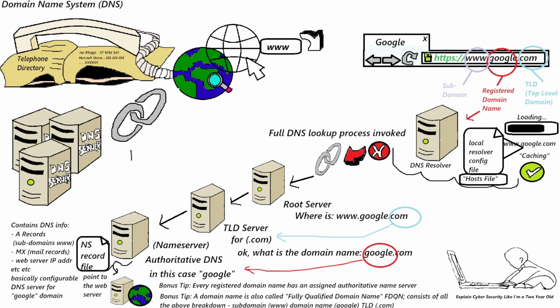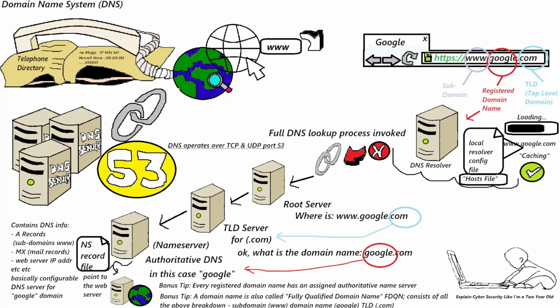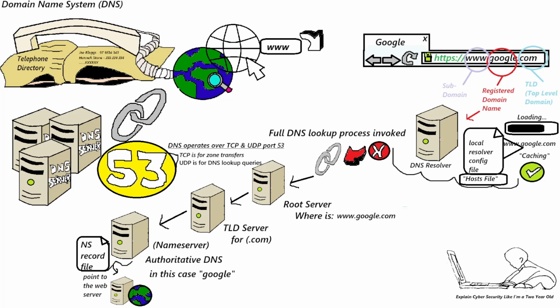By the way, here are some bonus tips on the screen to understand some of this process. Moving on to another important technical keynote, especially for the CISSP exam, DNS operates under TCP and UDP port 53. The TCP port is used for zone transfers, whereas the UDP port is used for special manual DNS queries.